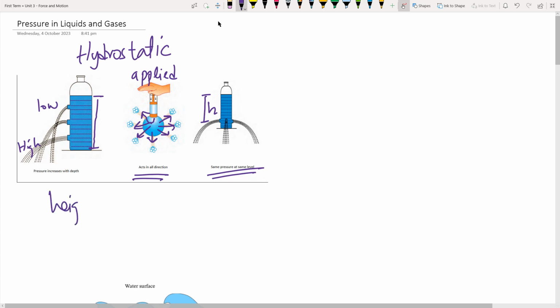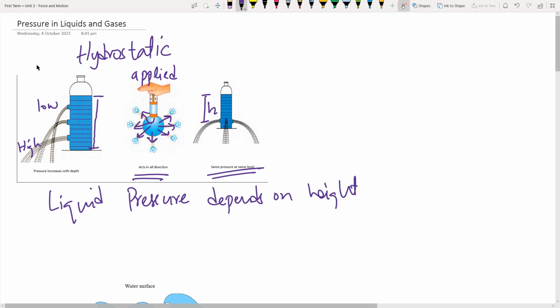Liquid pressure depends on height. That's for sure. This is what we can see from this experiment and this one. We can verify that at the same height the pressure is the same, and at different heights the pressure is different for the liquid column. And secondly, it's the same in all directions, what we call hydrostatic pressure.